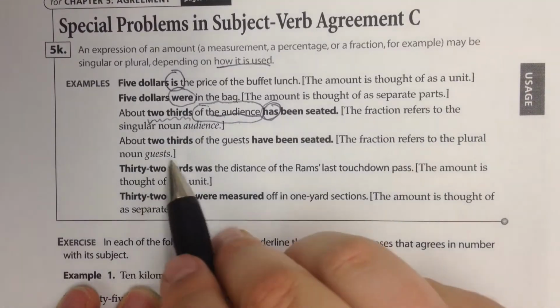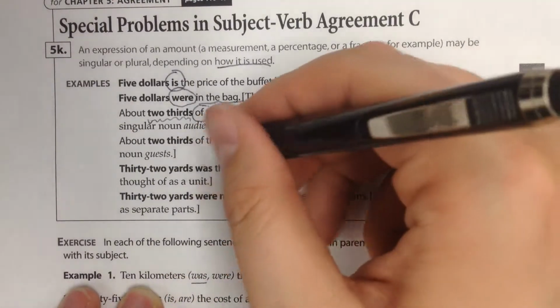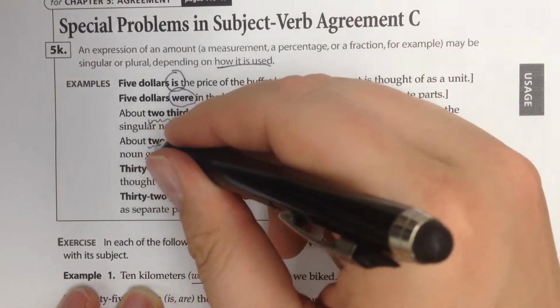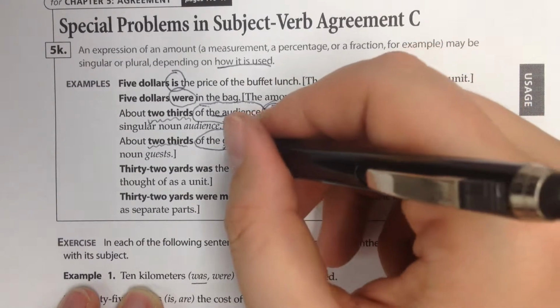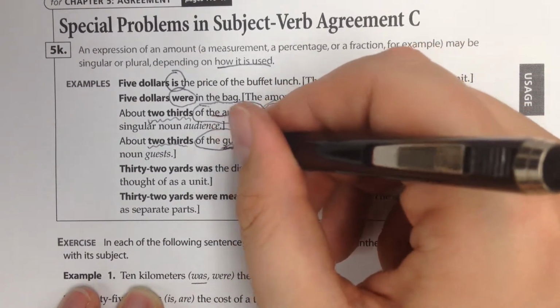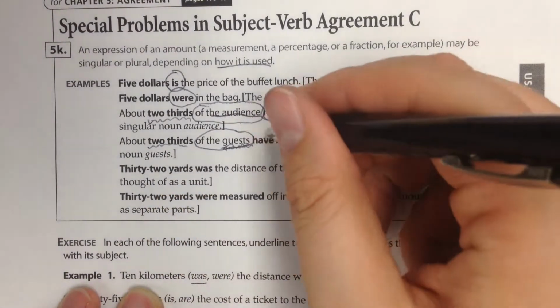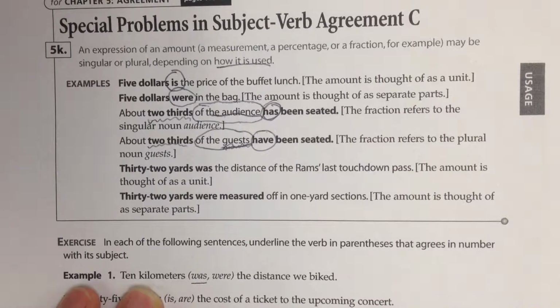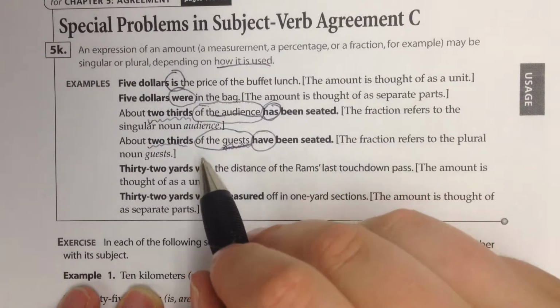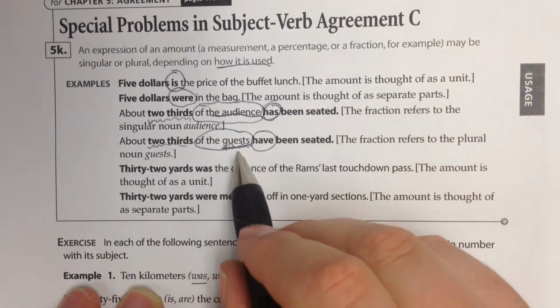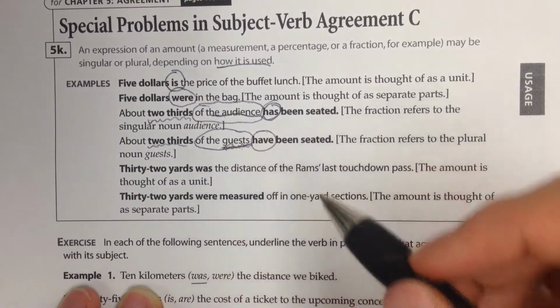The next one: "About 2/3 of the guests have been seated." See, now we're using a plural word, guests, in the prepositional phrase right here, of the guests. That plural word tells us that the 2/3 here will be plural, and that's why we say have been seated. So when you read, usually prepositional phrases won't tell you whether or not a subject is singular or plural, but in this case, when you're dealing with expressions of an amount or percentage, the prepositional phrases will be very good clues.